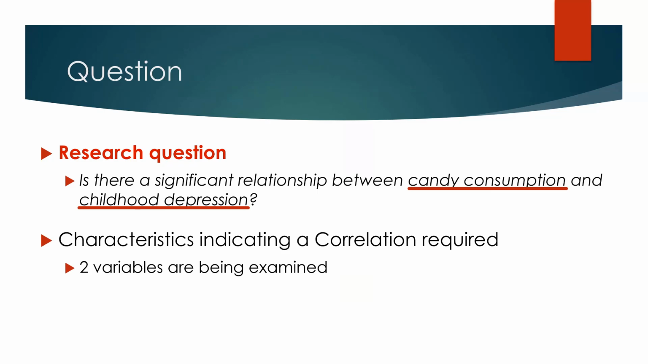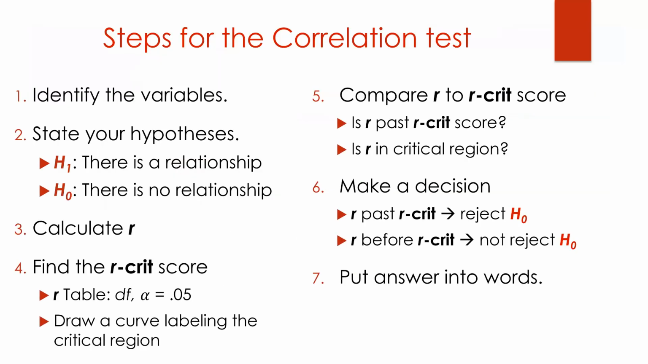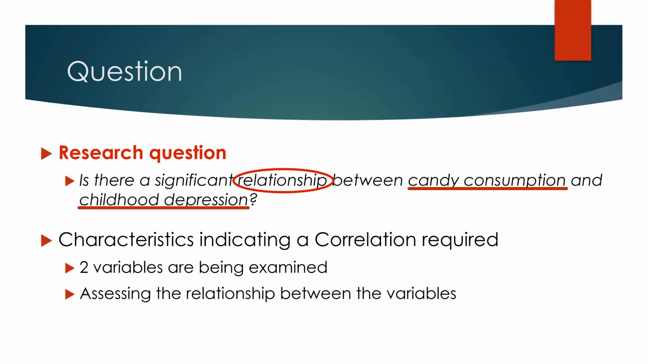One, we have two variables being examined. Correlation only works with two variables, and we've got two variables mentioned here. We're looking at the relationship between the variables. That's a key indicator for correlation. And then lastly, I didn't put it on the slide, but the variables would be continuous. You would know that from looking at the data set, from the context of your research. If you have two continuous variables and you want to know if they're related, you would use a correlation.